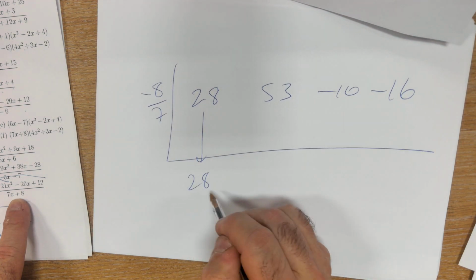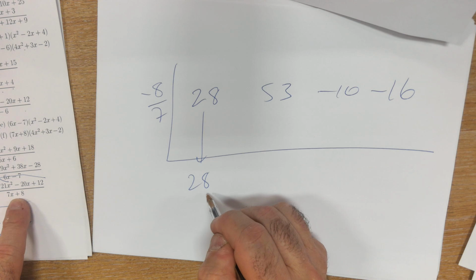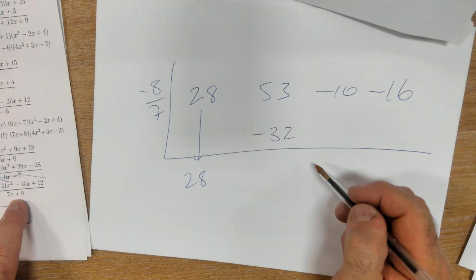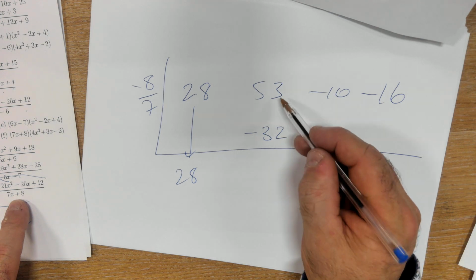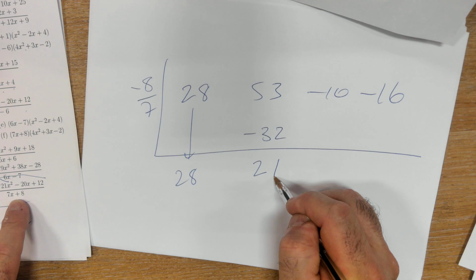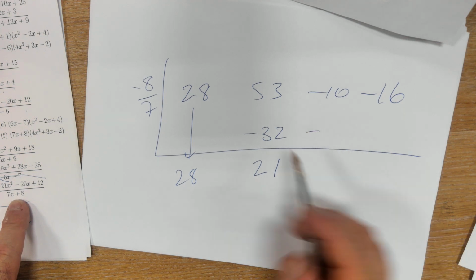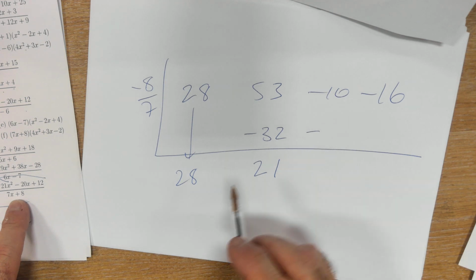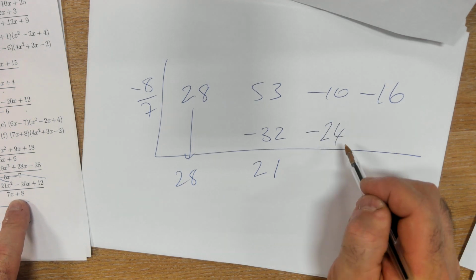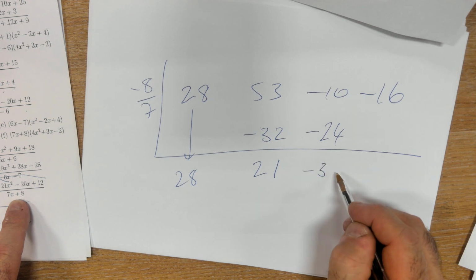28 comes down, 7 into 28 is 4. 4 eighths is 32, but I have a sign, it's a negative. There's loads can go wrong here, you really have to concentrate. 53 take 32 is 21. 7 into 21 is 3. 3 eighths. So I should be doing sign first is minus, then 7 into 21 is 3. 3 eighths is 3 eighths, 24. Minus 30.